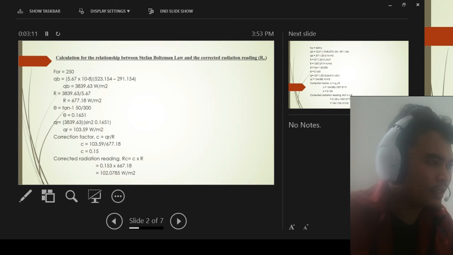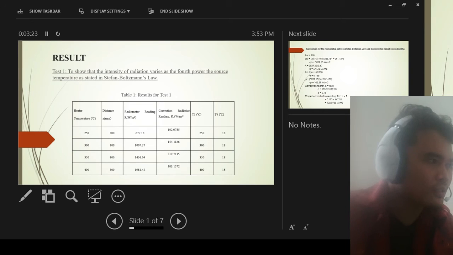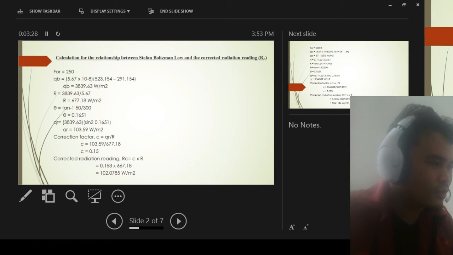So to find the delta, we use the formula tan multiplied by power negative 150 per h. Our constant distance h is 300 millimeter. So we use it, then we get the value 0.1651.